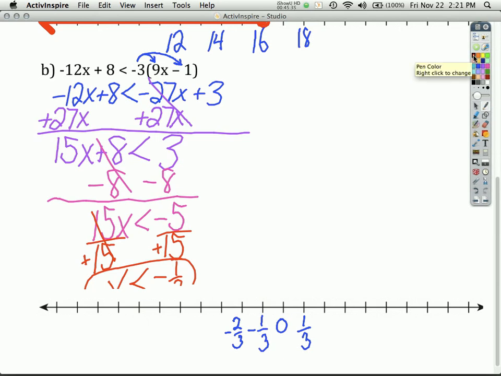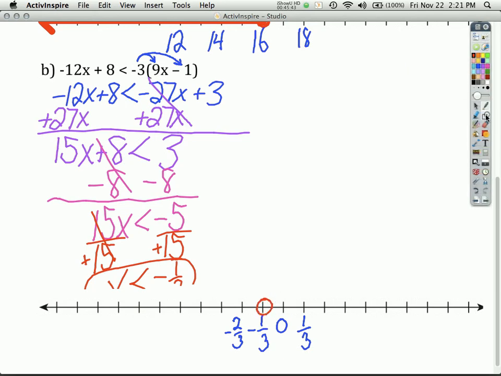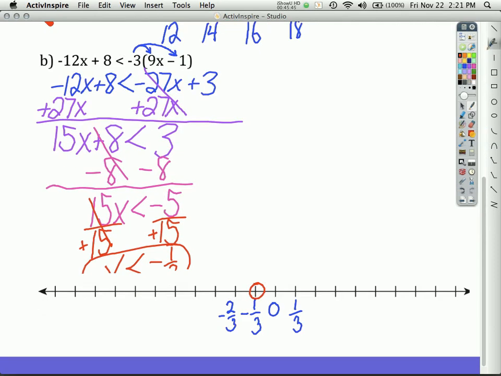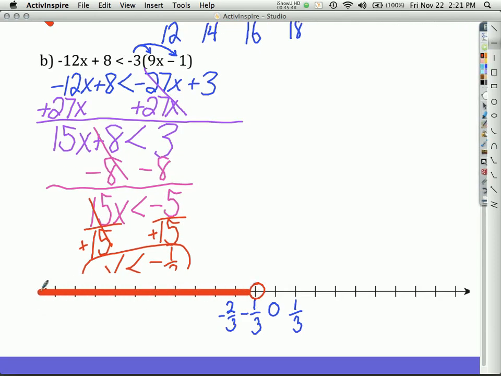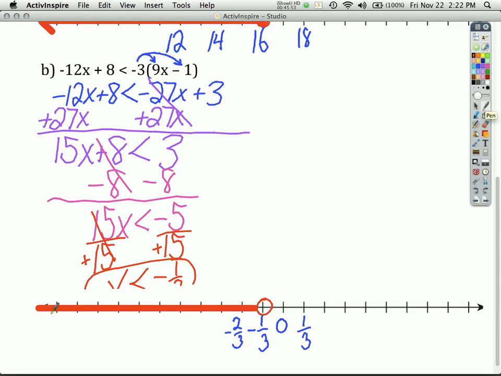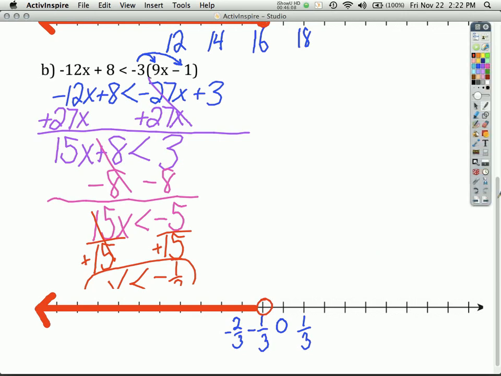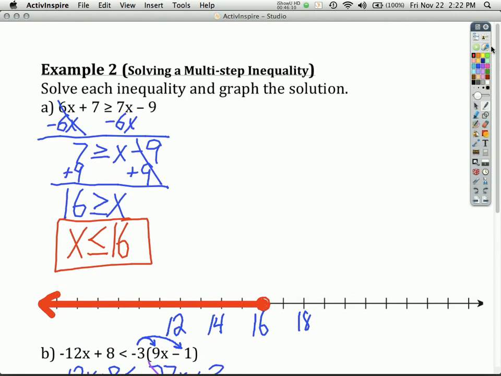Now we're ready to graph. It does not have the bar underneath, so we have an open circle, and the arrow is pointing to the left, so we're going to shade to the left and put an arrow on the end. Does anyone have any questions on how we did this? Kezgai? Correct. Very good. Any questions on either of these?